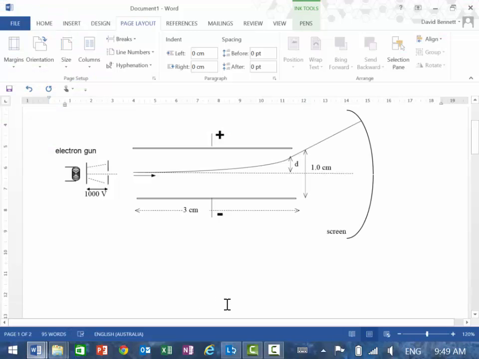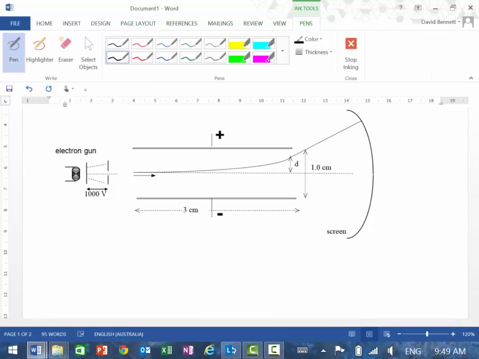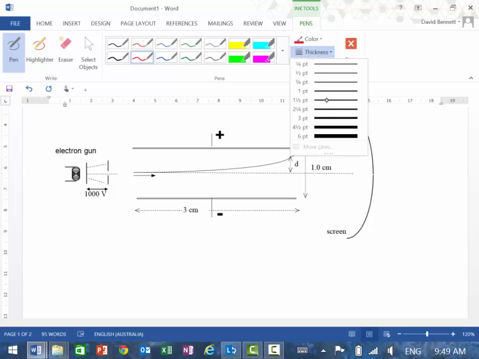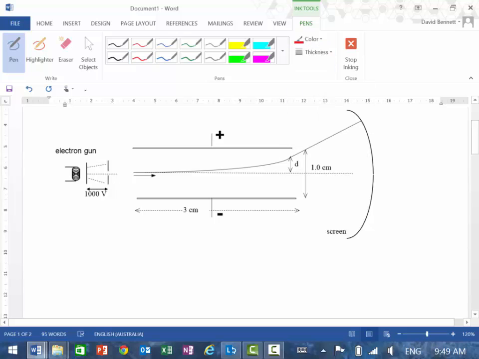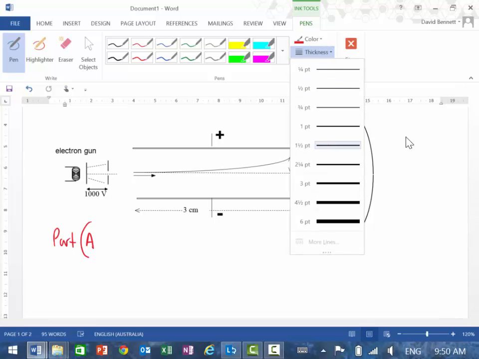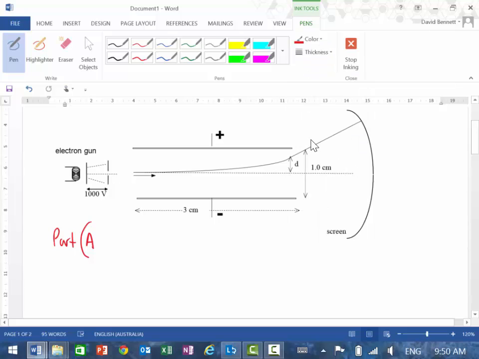Right, so the first thing that you're going to need to do with this question, and we'll call it part A, is find the velocity. Part A is always going to require you to find the velocity.